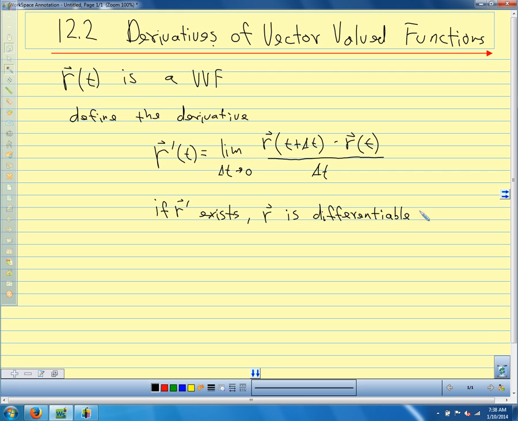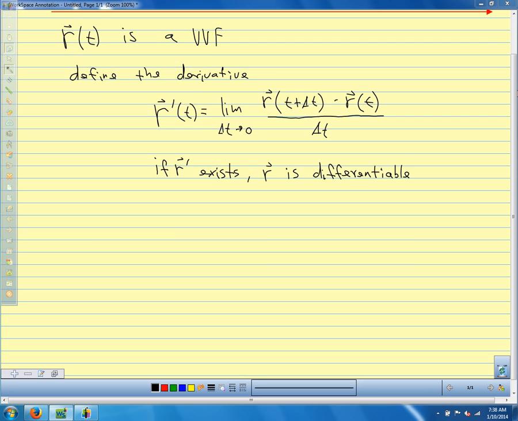But this is like the derivative of a single variable function. This limit is our definition. It's a nice definition. We want something that we can actually work with. Before we come up with a way that we can actually take derivatives of vector valued functions, let's draw a picture of what we're talking about.